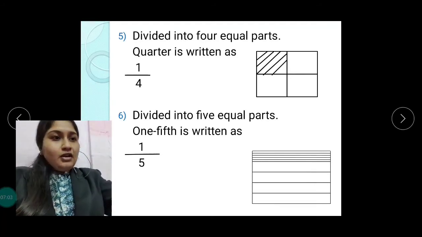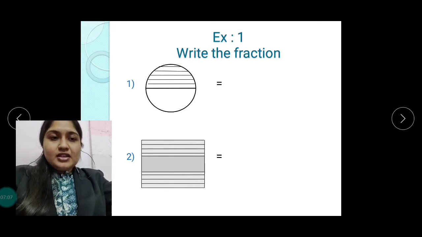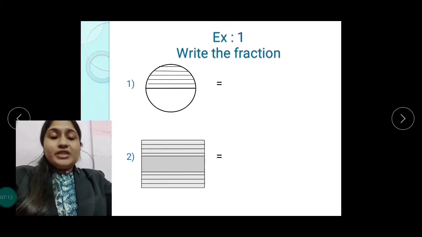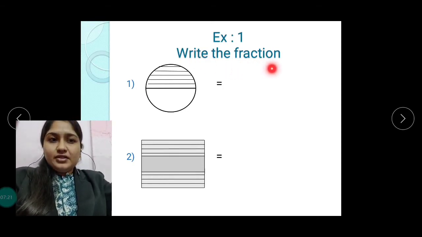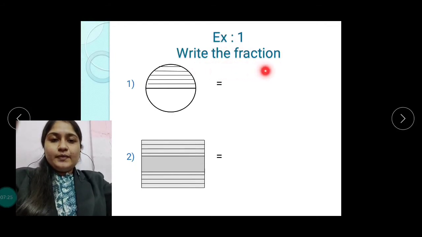So let us start our exercise 1. Yes, exercise 1 is write the fraction, right? Students, here you have been given shapes and these shapes are shaded also. So by seeing these shapes, we have to write the fraction. Okay, so exercise 1 is write the fraction.